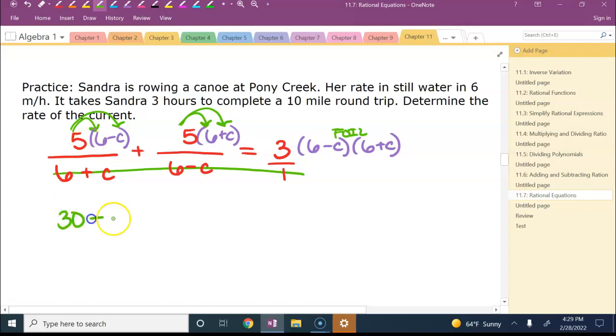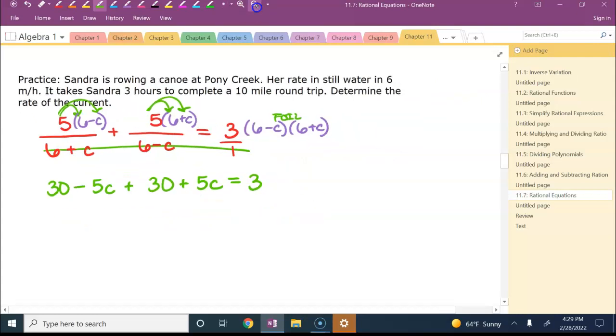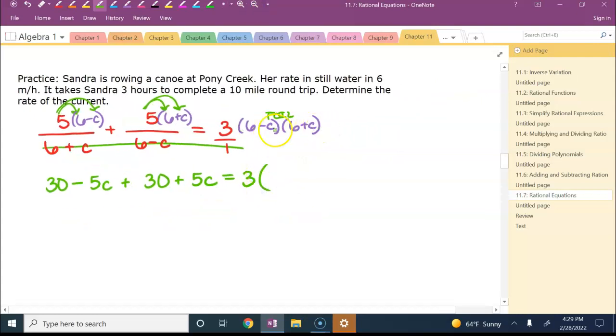30 minus 5c plus 30 plus 5c, so that's the left-hand side, equals, I'm going to have this 3 sitting out front, and I'm going to FOIL these, or I'm going to distribute. So 6 times 6 is 36, and then I'm going to have a plus 6c minus 6c, and then minus c squared.